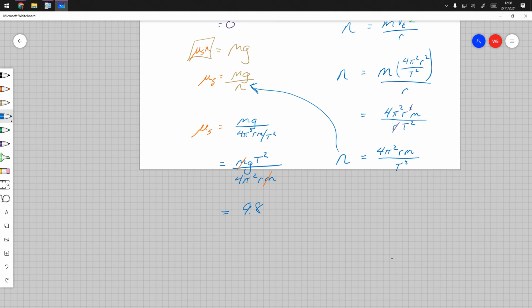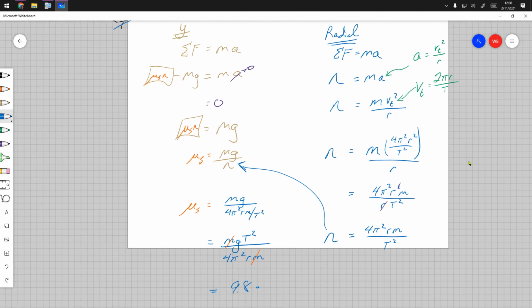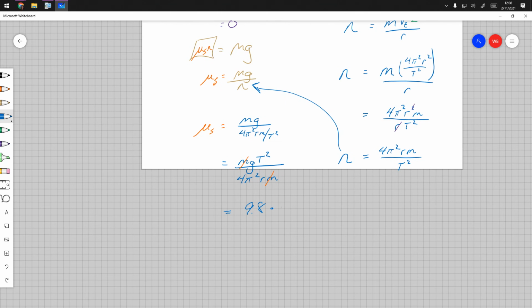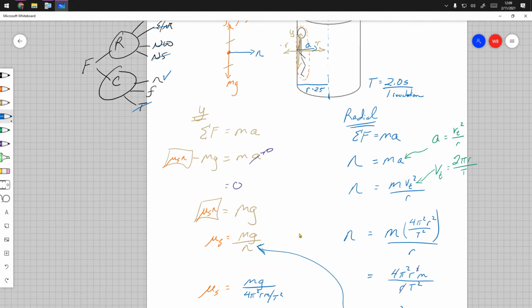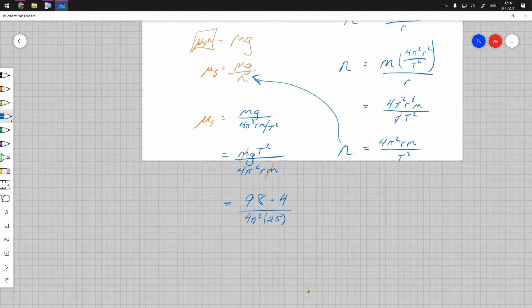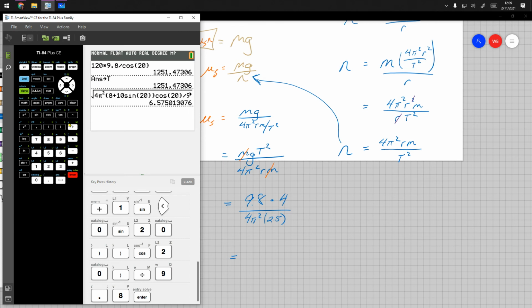G is 9.8. My t was 2 seconds, I believe. Yes, it is. So that's 4 then, because I square it. And then a 4 pi squared to let the calculator take care of the pi there. And then the radius was 2.5, if I recall correctly here. Yes, it is. And so now let's go ahead and put that in the calculator. Let's see what we get here.